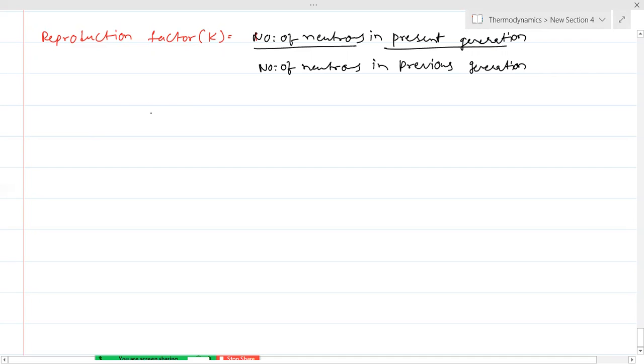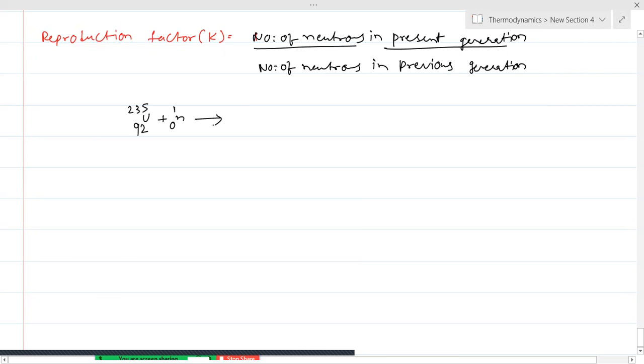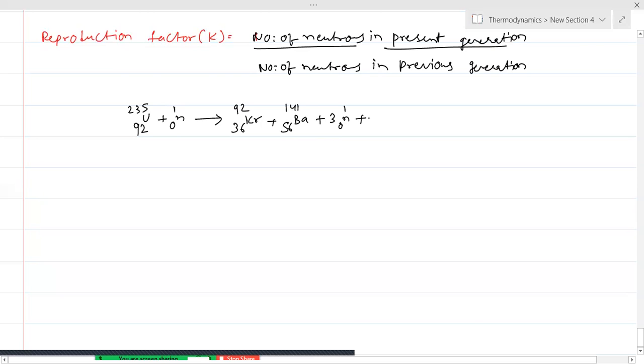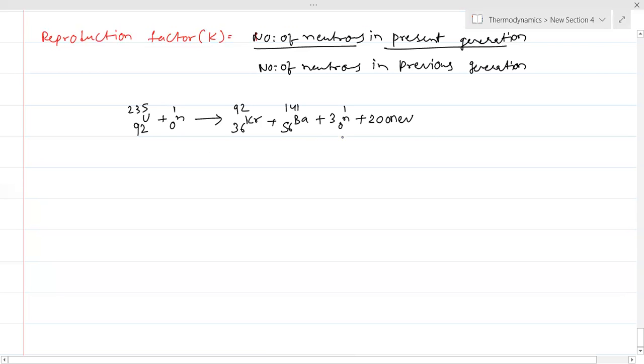Generally, in nuclear fission, we have a reaction like this: uranium-235 (92) interacts with a neutron (0, 1) and we get krypton-92 (36) and barium-141 (56). We have 3 neutrons emitted, and in addition we have an energy of 200 MeV. In this kind of discussion, we take this as the number of neutrons in the present generation, and this as the number of neutrons in the previous generation.